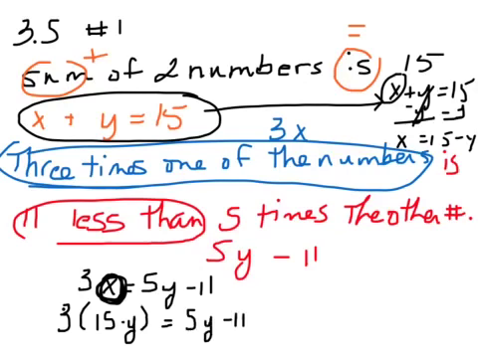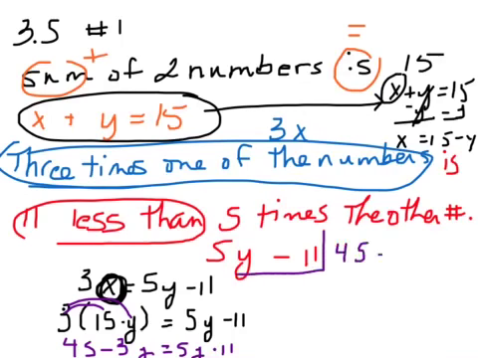I'll go ahead and just solve this one out to show you what you would do, because I had to hurry when I was showing people in class that stayed. 3 times 15 is 45. 3 times negative y is negative 3y. And over here we have 5y minus 11. I may have to go to another sheet, but I'm trying not to. So 45 minus 3y equals 5y minus 11, okay?